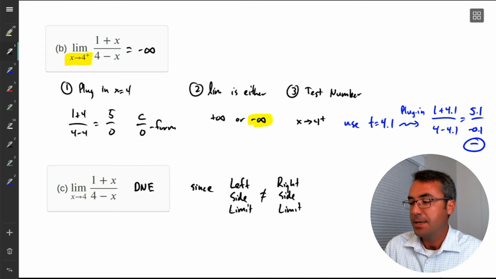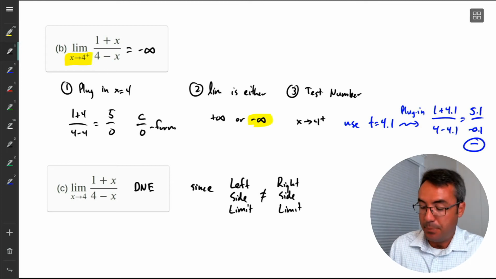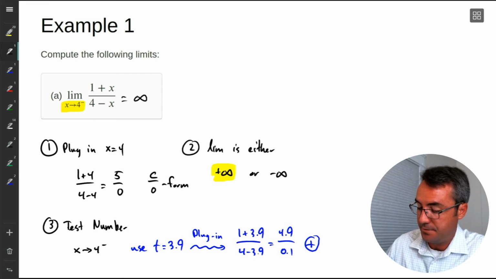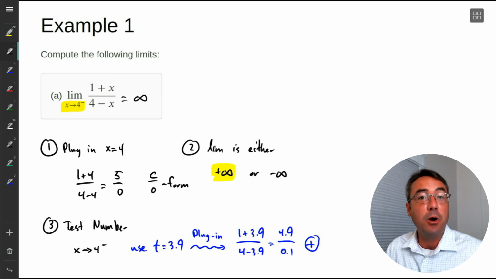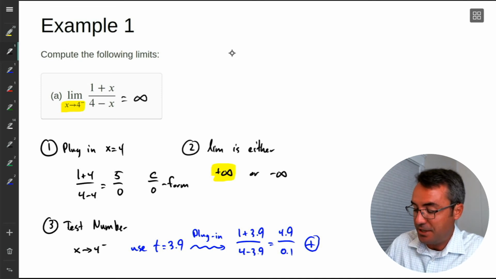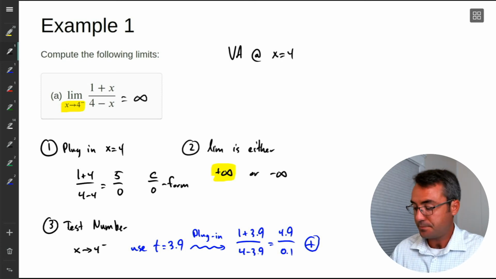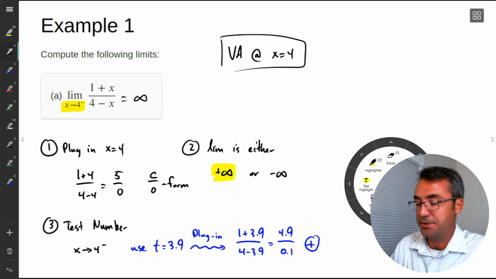All right. Let's try one more. But going back, the question didn't ask to do it, but what we found in part A and part B is that we do have these two infinite limits on either side. And so we could actually say, it's not necessary, just a little bonus here, that this function does have a vertical asymptote at x equals 4. So there are infinite limits on either side there. Kind of a little bonus.